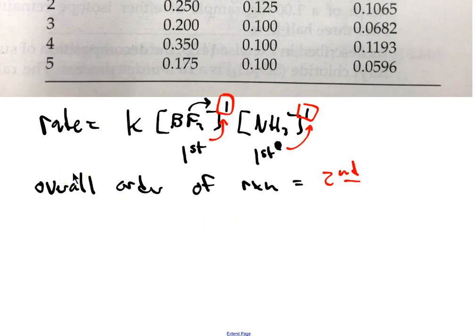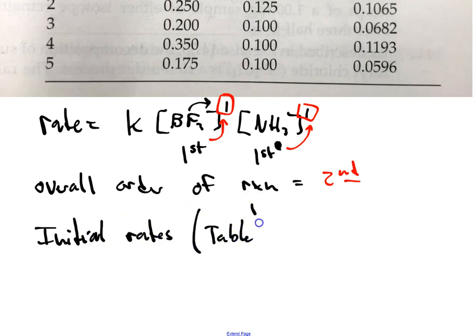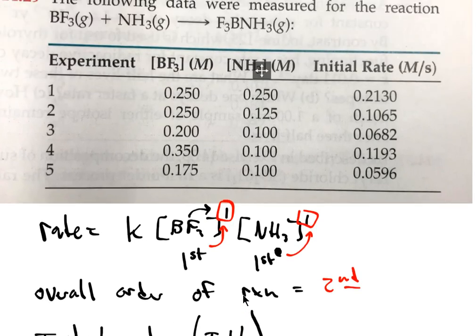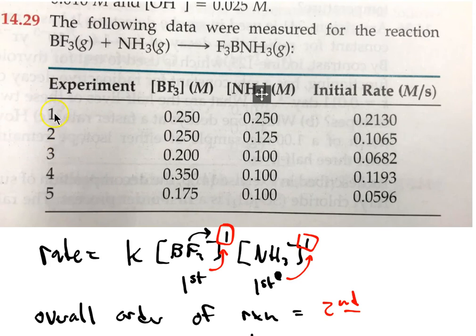All right, now, this type of question we've been doing is called initial rates. And usually it's given to you in a table. All right, so you'll have a data table that looks just like this one. You have a series of experiments, your initial concentrations in the experiment, and then they find the initial rate.